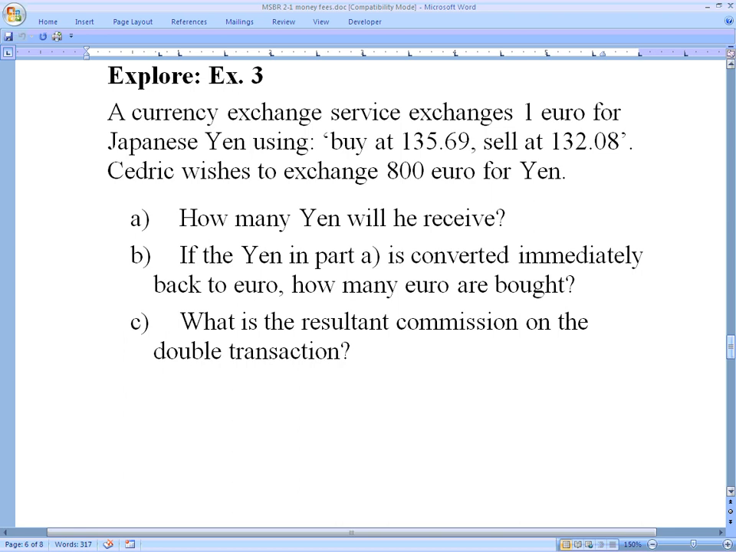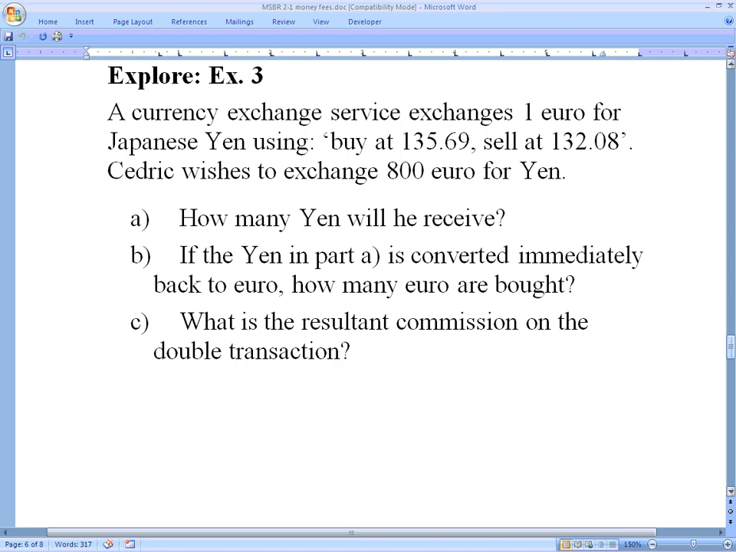So a currency exchange service exchanges 1 euro for Japanese yen using buy at 135.69 and sell at 132.08. Cedric wishes to exchange 800 euro for yen.